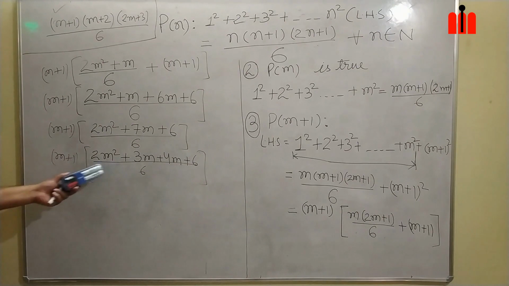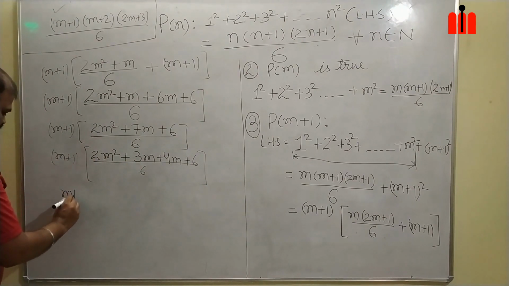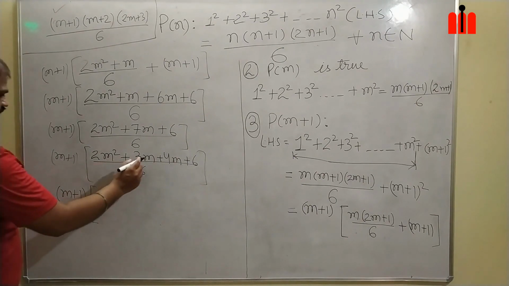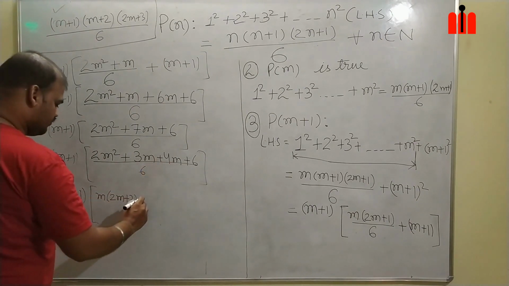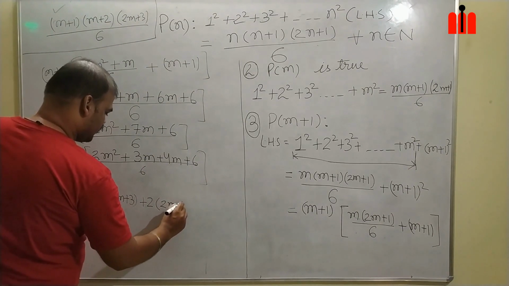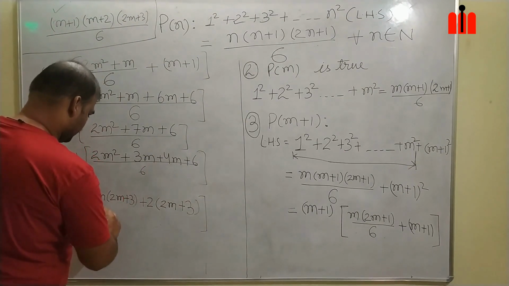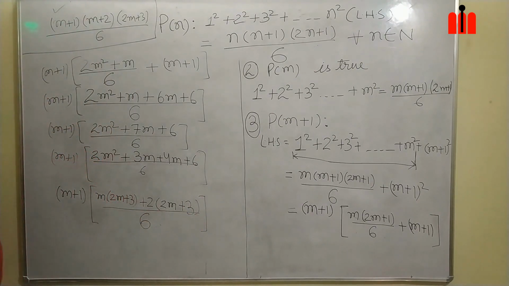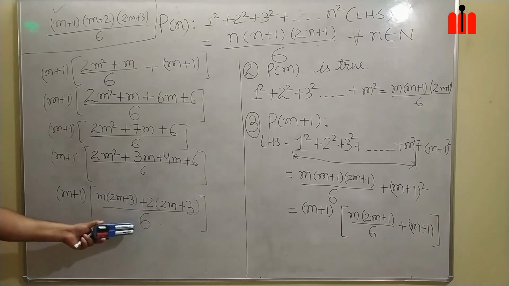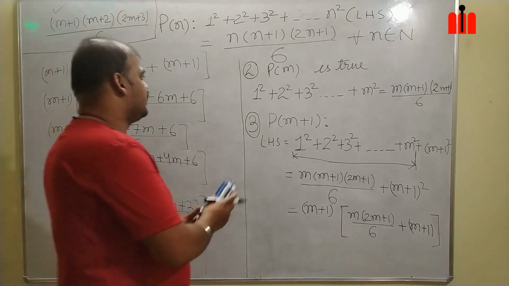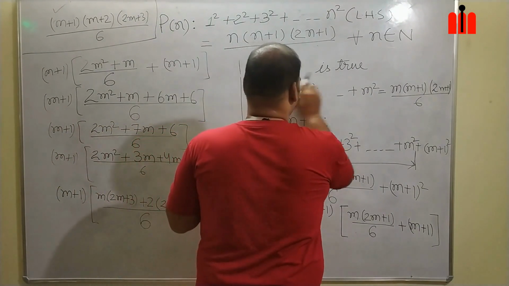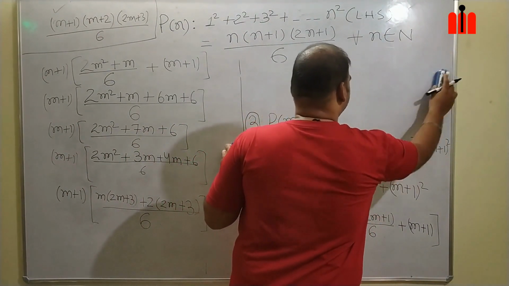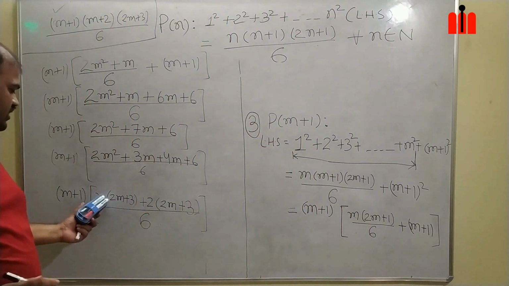Okay. So now you take m common from here. If you take m common, it will become 2m plus 3. And if you take 2 common from here, it will become 2m plus 3 whole divided by 6. Once you take this 2m plus 3 common from these two, then you will get m plus 2, 2m plus 3. This is also not required, PM statement. Let me rub it out.